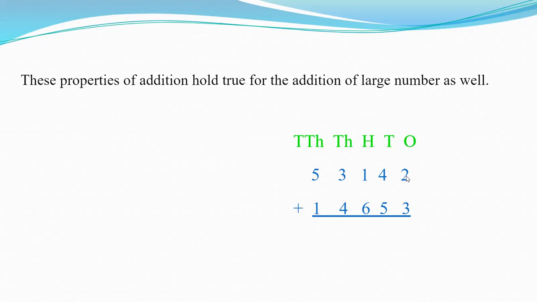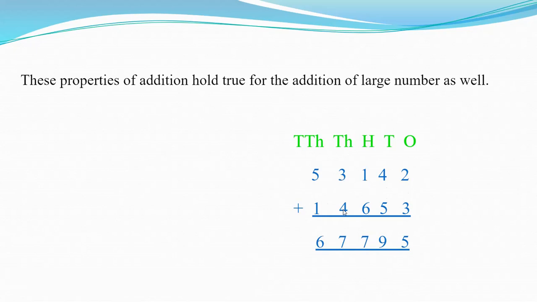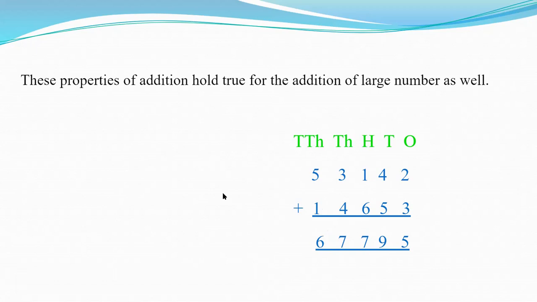Now we will start the addition from right towards left. We start from the right side and move towards the left side. Now 2 plus 3 equals 5. 4 plus 5 equals 9. 1 plus 6 equals 7. 3 plus 4 equals 7. 5 plus 1 equals 6. So this number is called the sum of these two numbers. Now I'll show you one more thing.